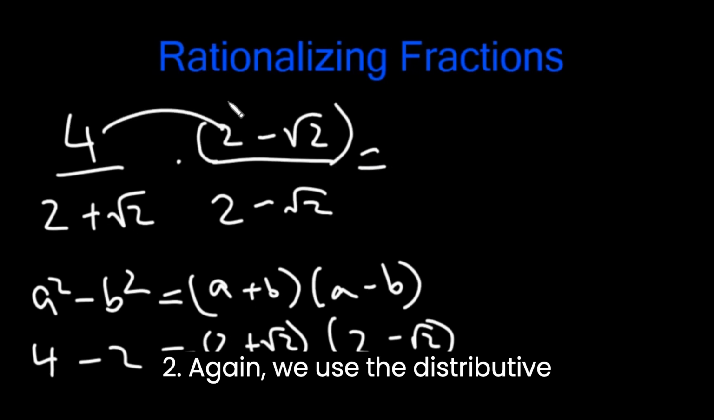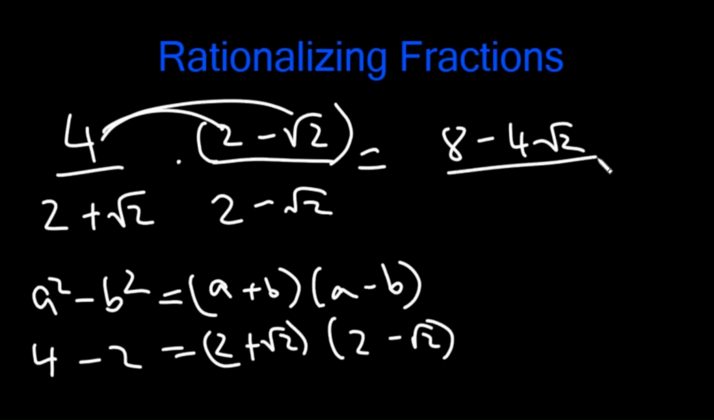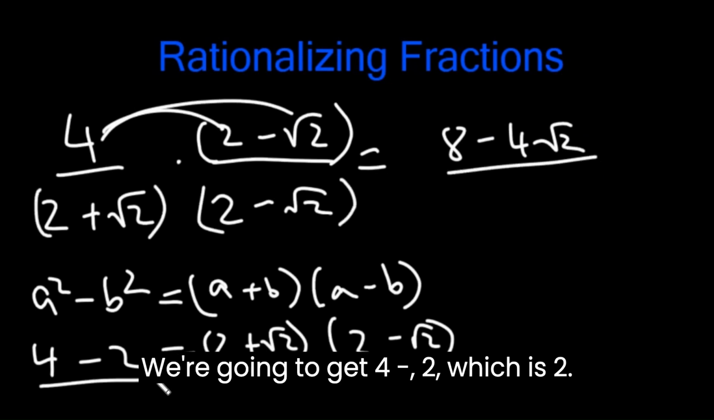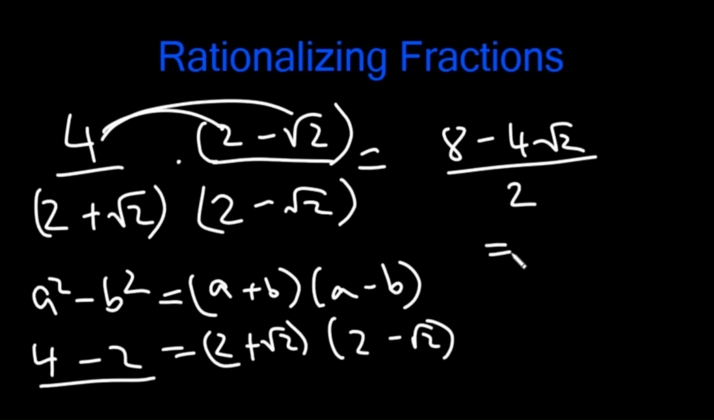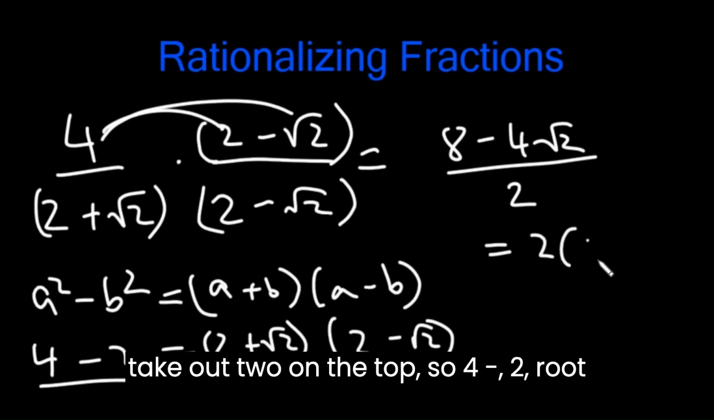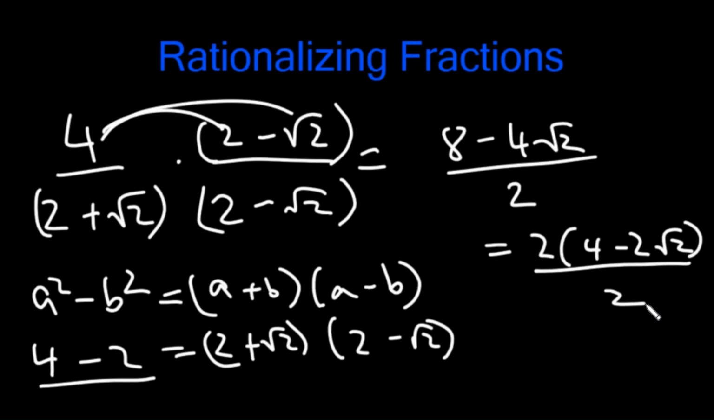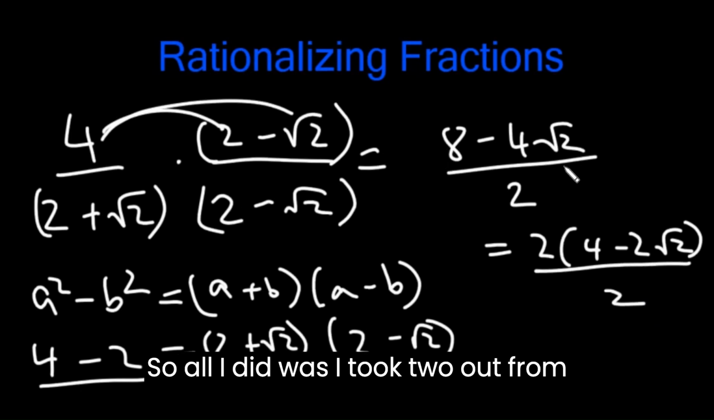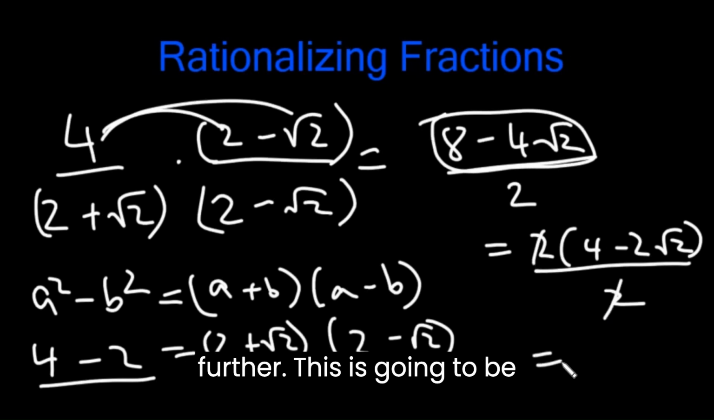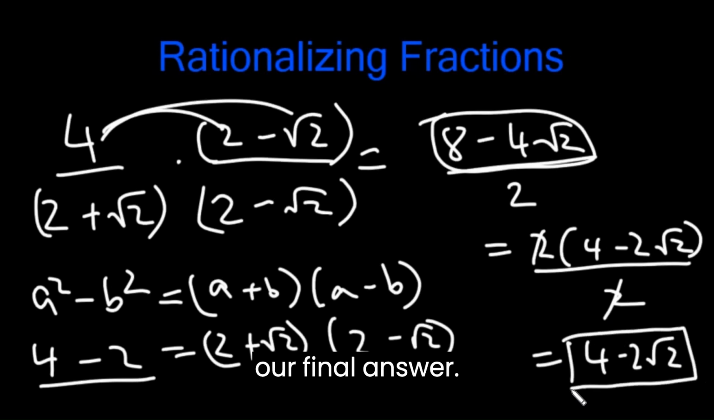Again, we use the distributive property here. So this is going to be 8 minus 4 root 2. Then, when we multiply these out, we're going to get 4 minus 2, which is 2. Then we can simplify this. So we take out 2 on the top. So 4 minus 2 root 2 divided by 2. So all I did was take 2 out from here, and this lets me simplify it further. So this is going to be 4 minus 2 root 2. So this is our final answer.